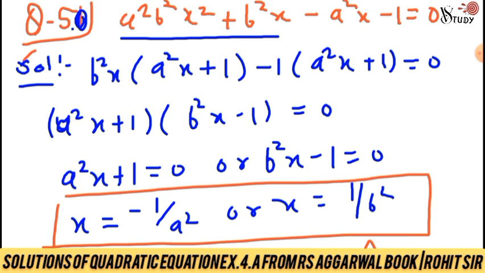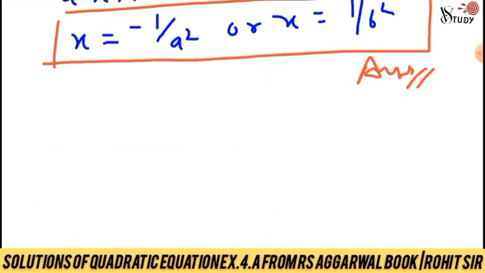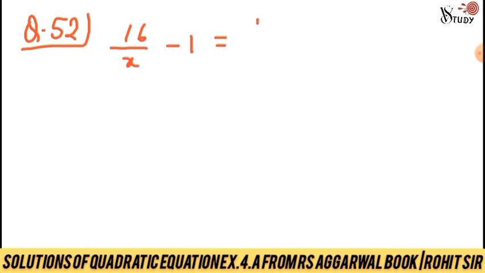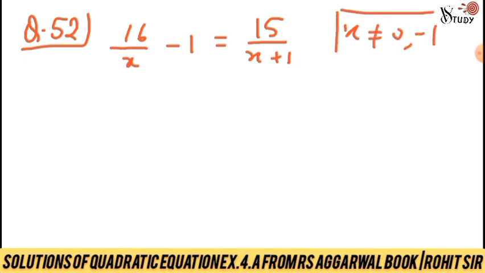Now move to question number 52. Question number 52 from R.S. Agarwal book of class 10th, chapter name quadratic equation, exercise 4A. Question number 52 is 16 by x minus 1 is equal to 15 upon x plus 1, and here it is given x is not equal to 0 or negative 1. Here x can never be equal to 0 or negative 1. So now we have to solve this quadratic equation.